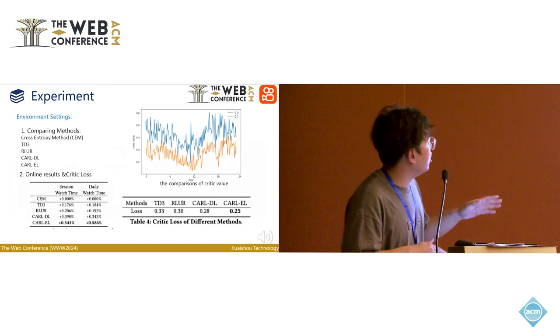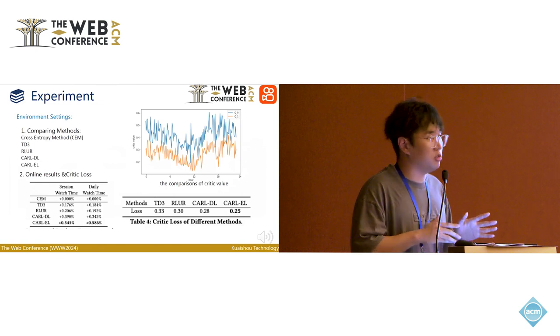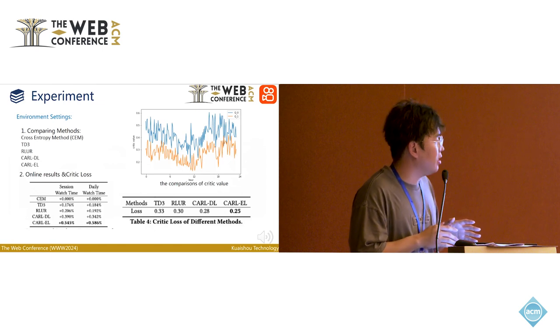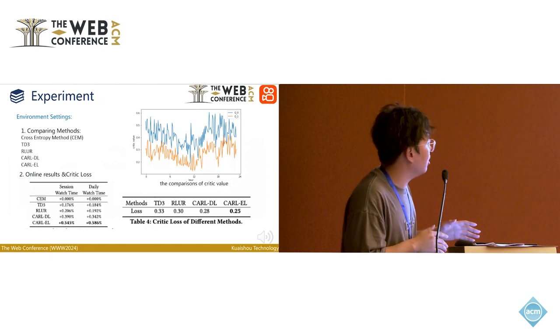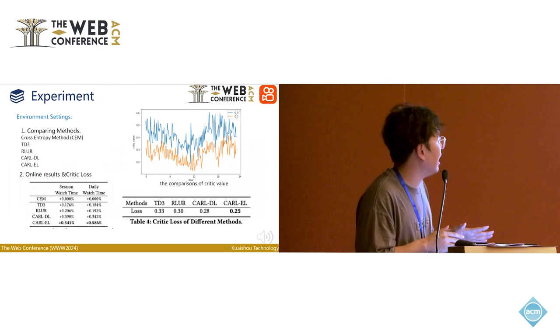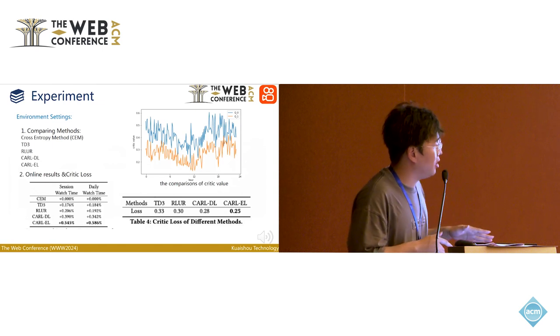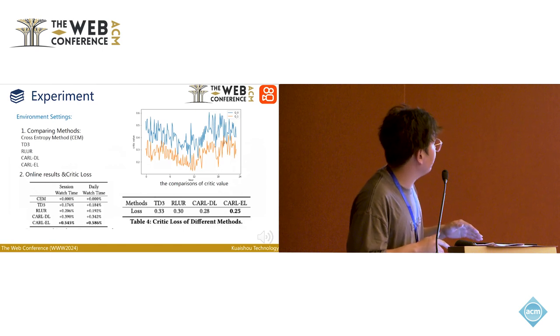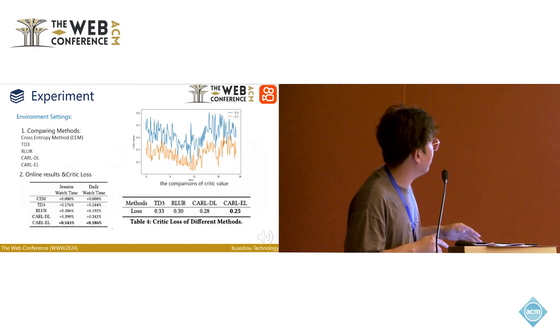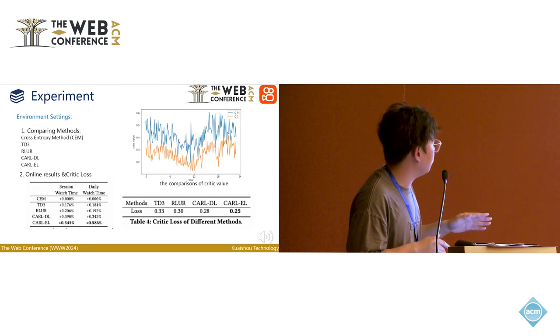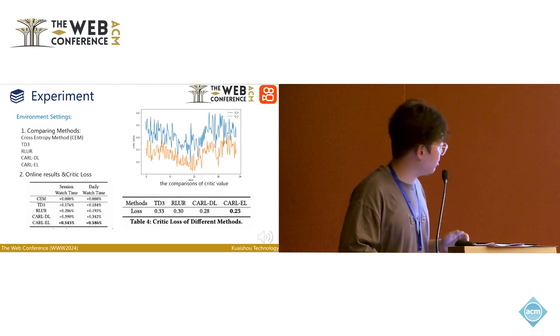Okay, our experiment setting may be a little different from the papers before, just because we are a very industrial system and not many public datasets have the cache state. So we do our experiments on our online system. We compare to the model RL methods like TD3 and the RUR and CarDR. CarUR is our method. And CarUR, CarDR are both online now and get some A/B gain for our cases.